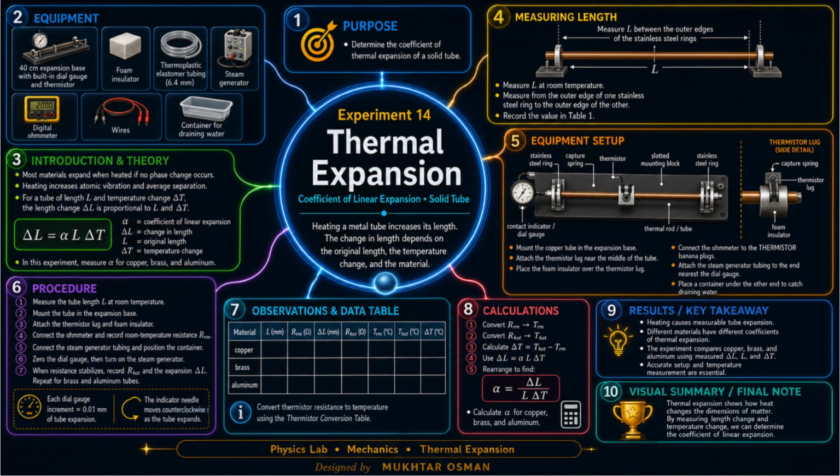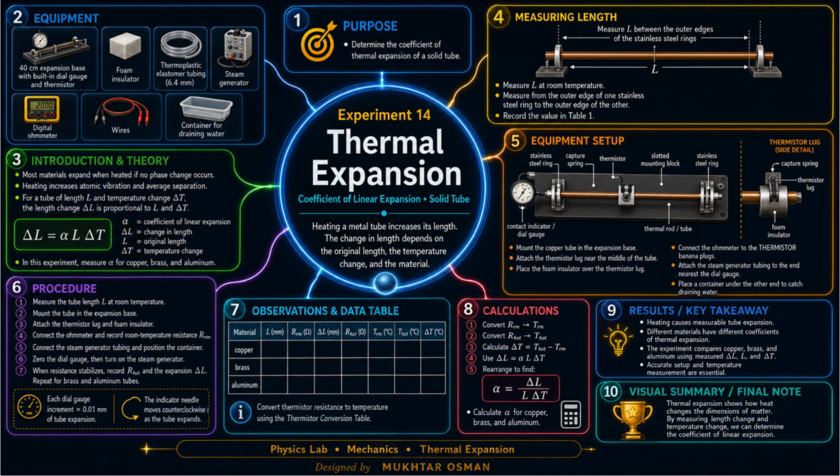6. Procedure. 1. Measure the tube length L at room temperature. 2. Mount the tube in the expansion base. 3. Attach the thermistor lug and foam insulator. 4. Connect the ohmmeter and record room temperature resistance, RRM. 5. Connect the steam generator tubing and position the container.